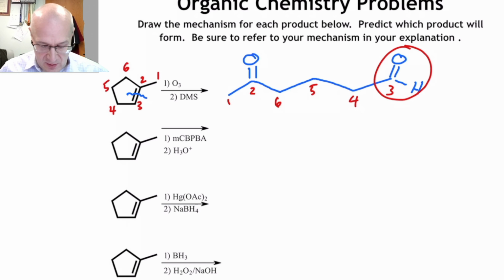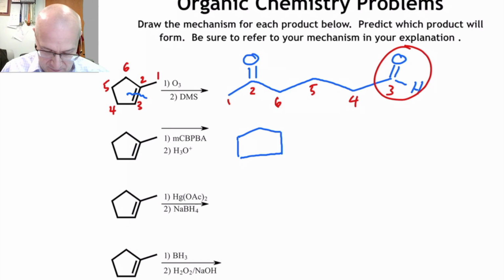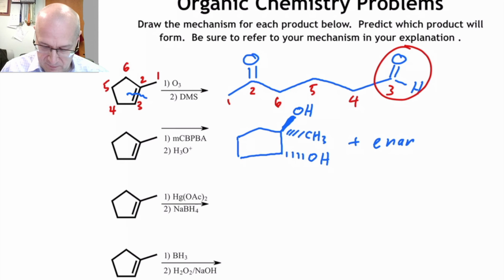Let's take a look at this one. So now we have MCPBA. MCPBA will give you an epoxide. And then we're going to open that epoxide with hydronium. So the product of this reaction will be, and CH3 will be there, plus the enantiomer. All right, so that's how that one goes.